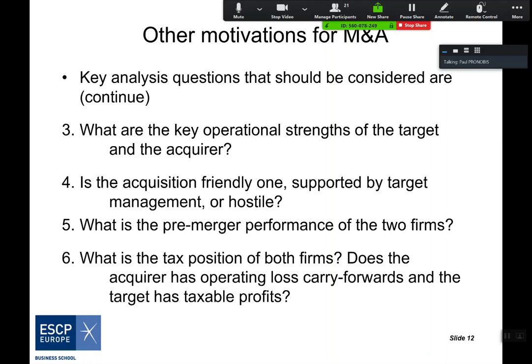This is something that should be mentioned by management, but beyond that, you could look out for the mentioning of tax loss carry forwards in the consolidated financial statements of the acquirer or the target.